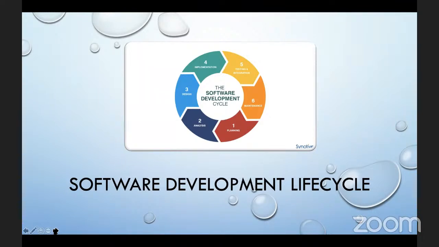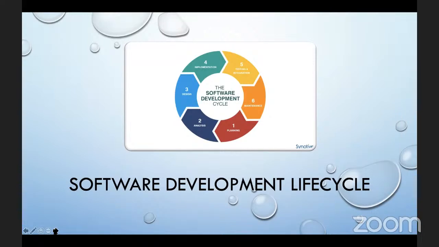So typically, as you can see here on this screen, I have about, let me see, 6, right? We can sometimes compress them into maybe 5 or so, but let's stick with this 6 for this purpose, right? So you can see number 1 is planning, number 2 is analysis, number 3 is design, number 4 implementation, number 5 testing and integration, and then the 6th phase or step is the maintenance phase, right?